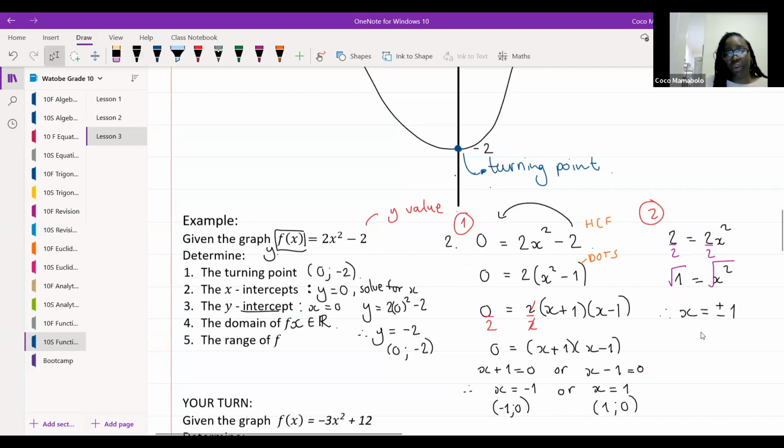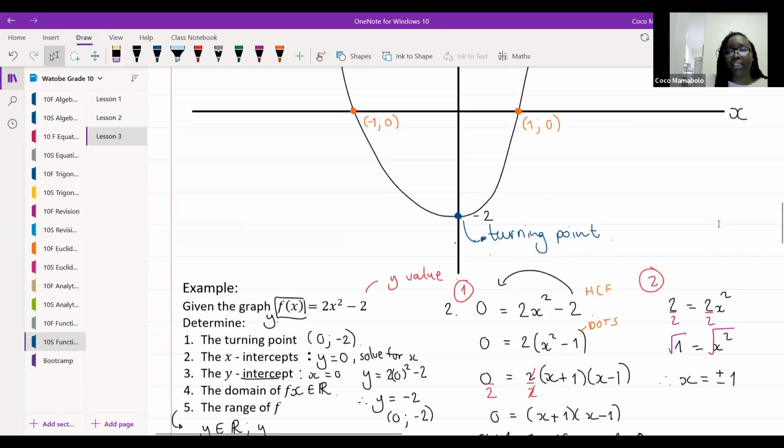This is the answer for the domain: x is an element of real numbers. Let's talk about the range. Now we're going to say y is an element of real numbers, but y is what? Finish up for me. Look at my graph. How far can my graph go? Remember, it can't go any lower than my turning point.